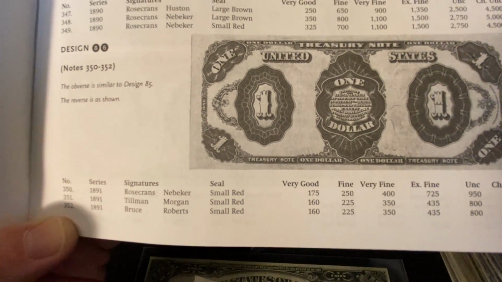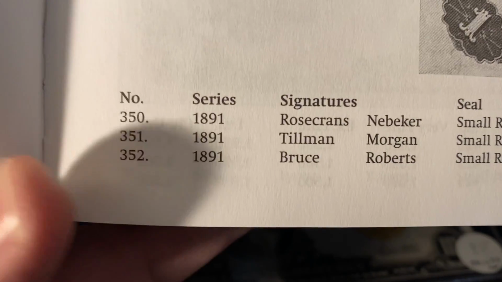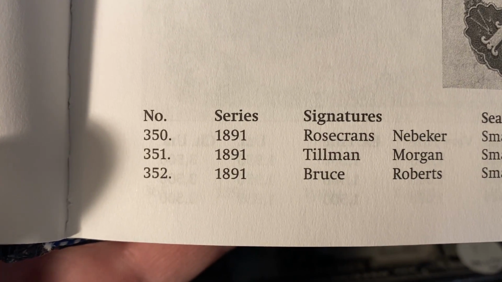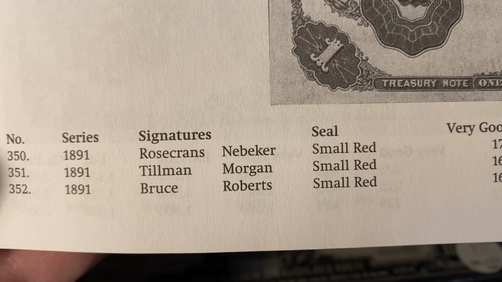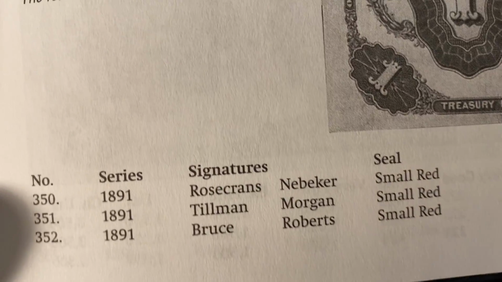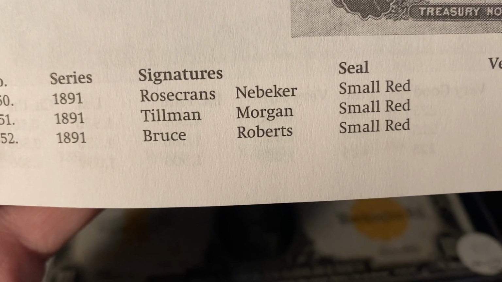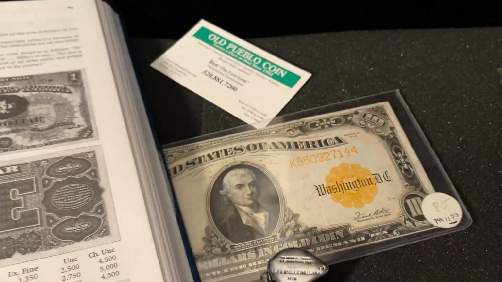The next thing that you're going to do is look at signature combinations. This is what really starts to distinguish the different Friedberg numbers. So you see number 350, 351, 352, and these all are the same series number. Well, here we have some of the things that can make them different. Of course, they have the seal size, but the signatures are the number one thing that you're looking at here. So we can either have a combination of Rosecrans, Nebeker, Tillman, Morgan, Bruce, Roberts. So those are three combinations. So then what you can do is take a closer look here and see who signed this.